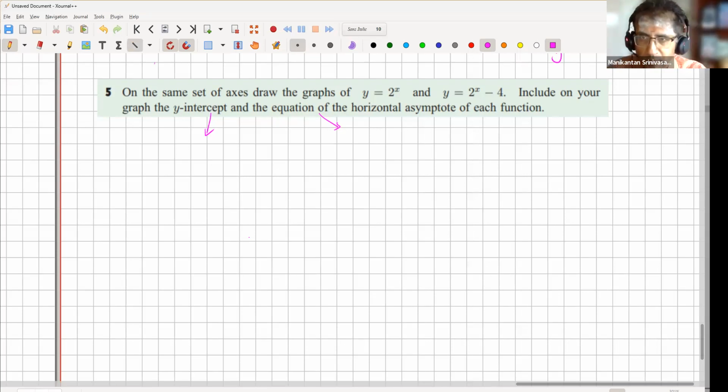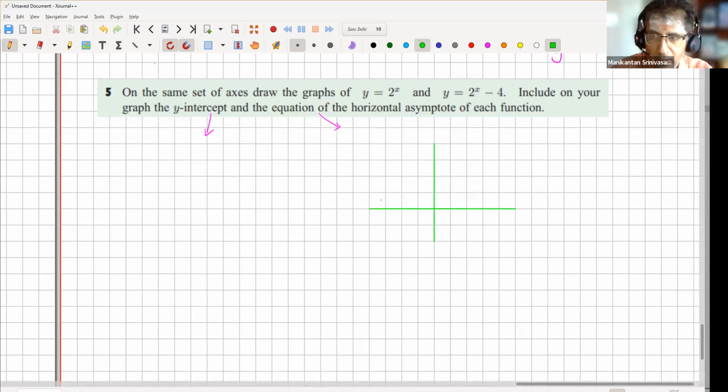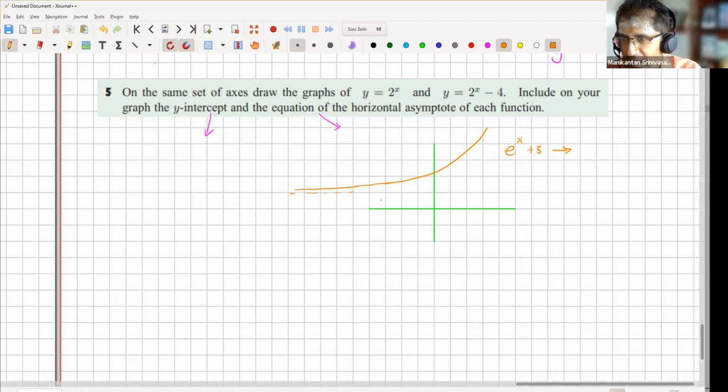So suppose I have e power x plus 3, right? So the entire e power x is lifted up by 3. Let's say the scale is like 1:2. So the graph will look something like this. Far out to the left, when x approaches minus infinity, this will approach e power minus infinity plus 3, which is approximately 3. Do you agree?